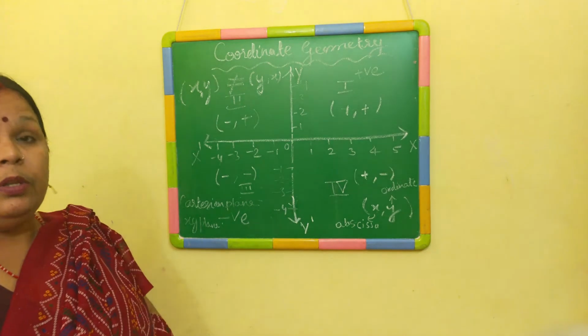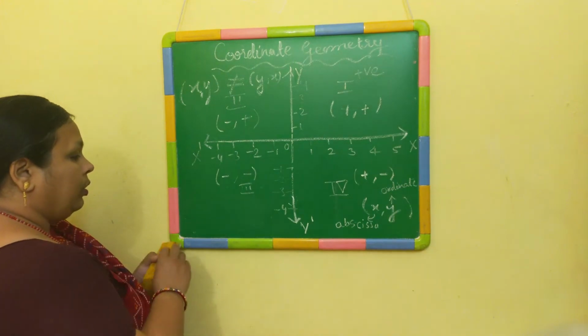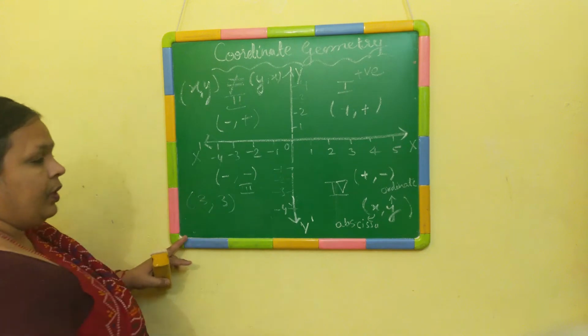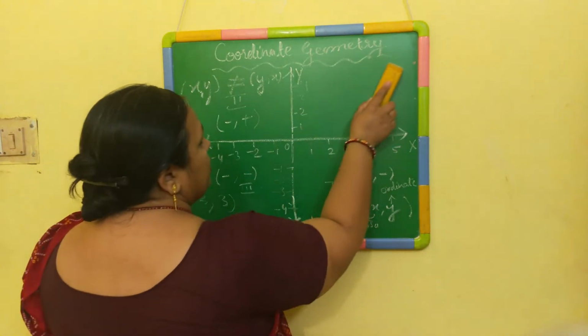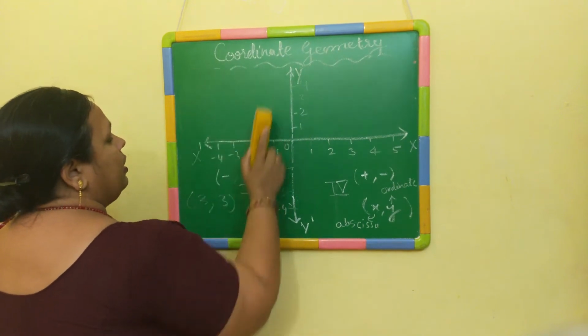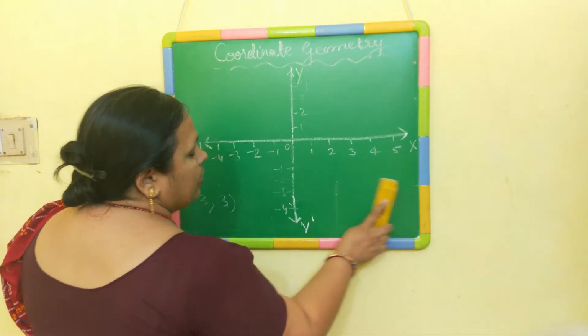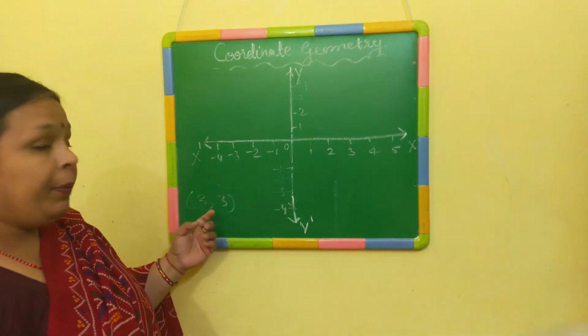For example, if we take 3 and 3, so what is 3 and 3? See, these things are clear. This is the first quadrant, this is the second, this one is the third. To make you understand the point concept, we need to erase the board. Now let's see ordered pair 3, 3.